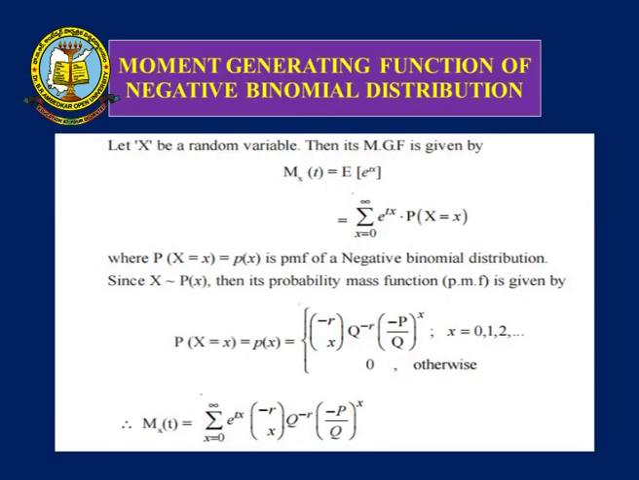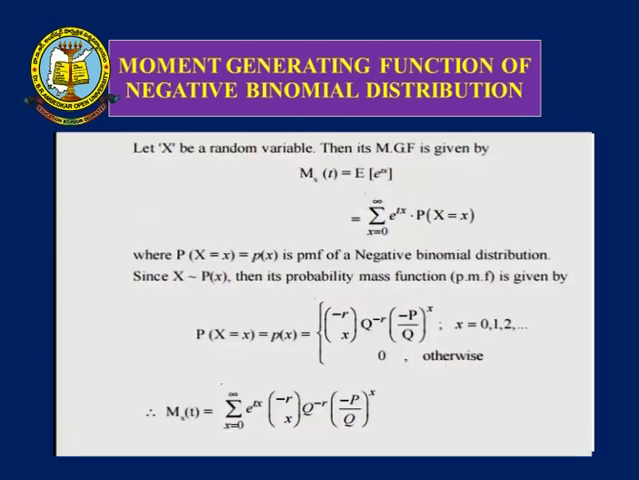So the next important property is the moment generating function. Now I am going to explain how to derive the moment generating function of the negative binomial distribution, and after that, how to find the mean and variance of this particular distribution. As you know, the negative binomial distribution is a discrete distribution.